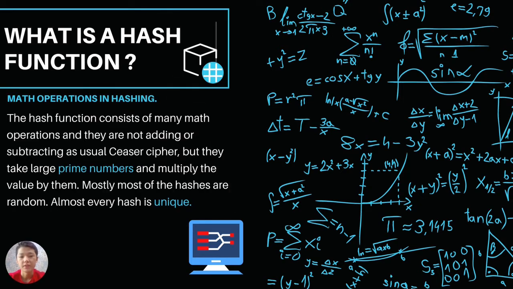A hash function is a mathematical function that converts an input value into a compressed numeric value, or hash. Basically, it's a processing unit that takes in data of arbitrary length and gives you an output of a fixed length. Almost every hash is unique. The hash function consists of many math operations, and they are not adding or subtracting as usual with the Caesar cipher, but they take large prime numbers and multiply the value by them. It's a one-way function.